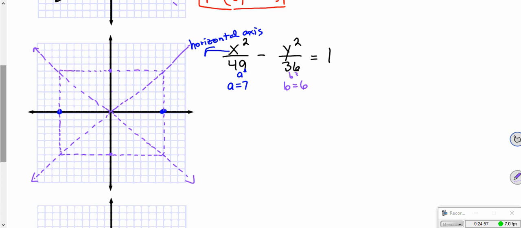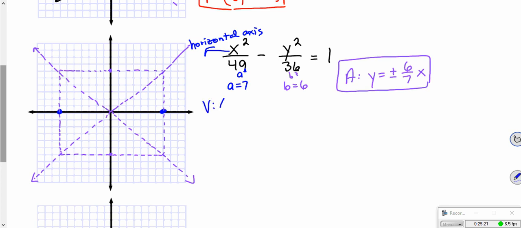So I can go ahead and say my asymptotes are y equals plus or minus. Now again, asymptotes are rise over run. My rise was 6, my run was 7, so 6/7 x. That's my asymptote. I also graphed my vertices, but I didn't label them. This would be plus or minus 7, 0. Again, it's horizontal.